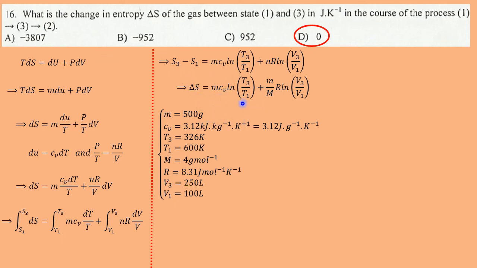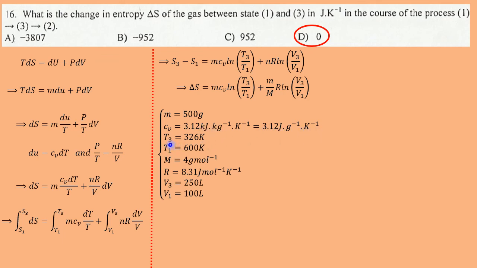Now let's examine the givens. We're given the mass of the gas to be 500 grams. We have calculated the specific heat capacity at constant volume to be 3.12 kilojoules per kilogram per Kelvin, which we can write as 3.12 joules per gram per Kelvin, because you see the kilos take care of themselves.